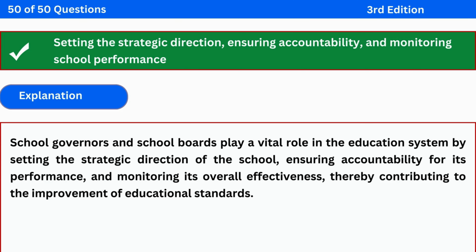The correct answer is setting the strategic direction, ensuring accountability, and monitoring school performance. Explanation: school governors and school boards play a vital role in the education system by setting the strategic direction of the school, ensuring accountability for its performance, and monitoring its overall effectiveness, thereby contributing to the improvement of educational standards.